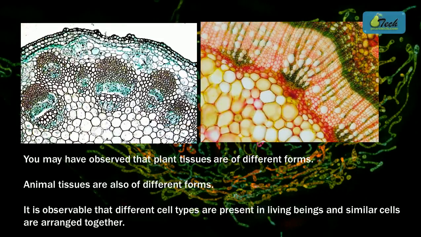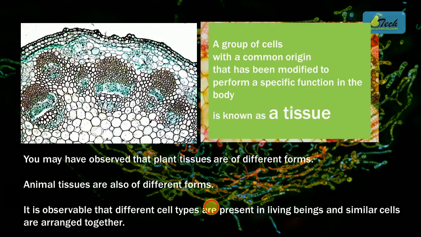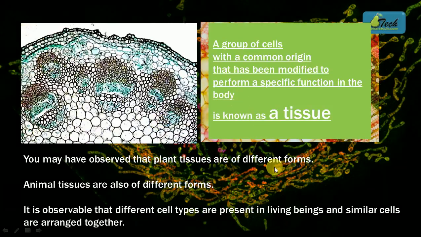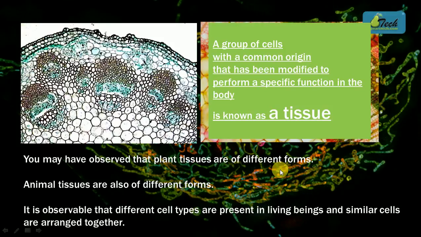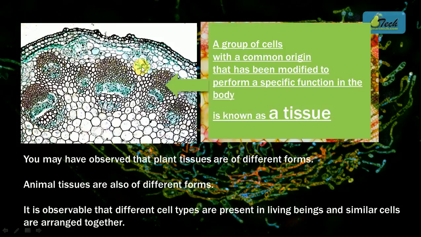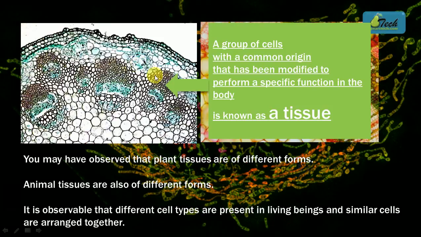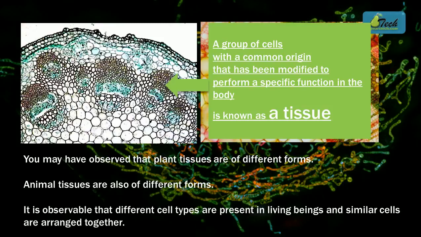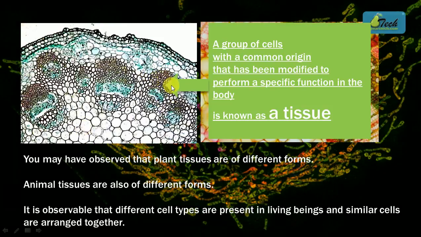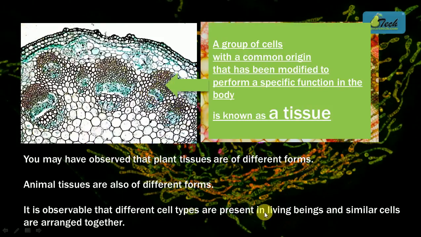Now, the definition says: a group of cells with a common origin that has been modified to perform a specific function in the body is known as a tissue. It's boring and the definition is so long, so you need not worry. At the end of the slide, after another 5 to 6 minutes, you will learn what it is all about. So this is the group of cells with a common origin that has been modified to perform a specific function in the body, known as a tissue.